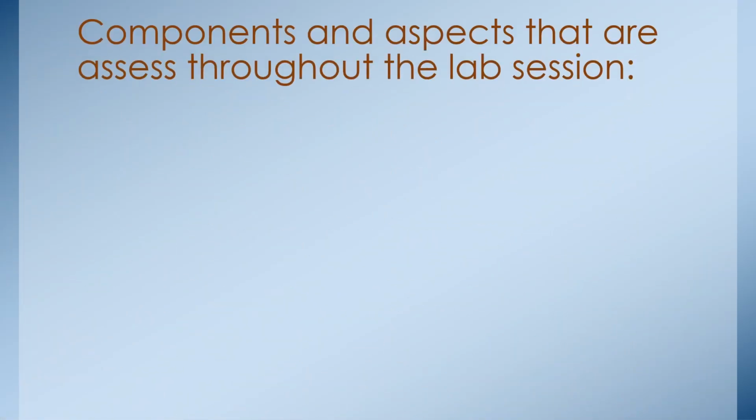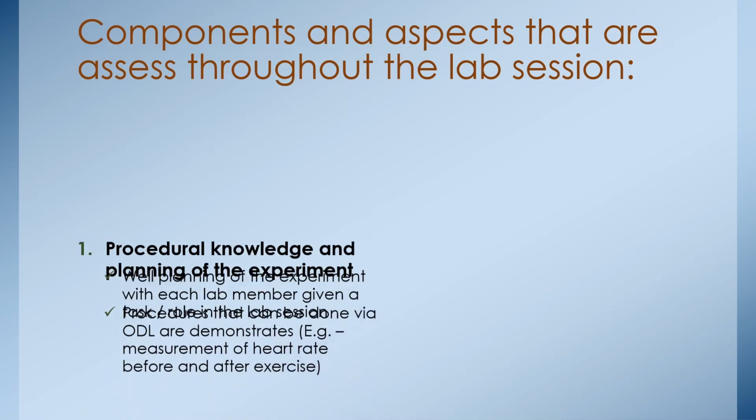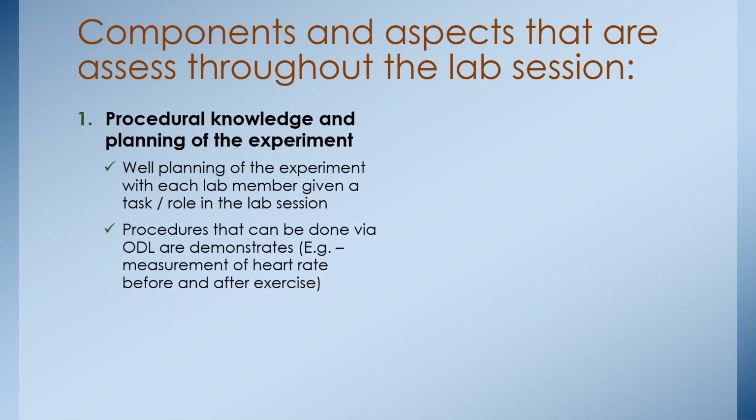Okay, so the components and aspects that are assessed throughout the lab session are procedural knowledge and planning of the experiment. A particular group must have a well-planned experiment in which each lab member is given a task or role throughout the session, meaning that the division of work or roles is well organized, and each of the lab members has a particular and clear role in the lab session.